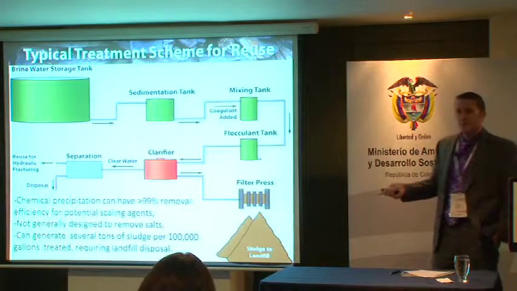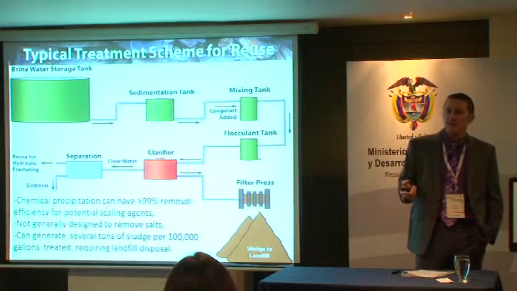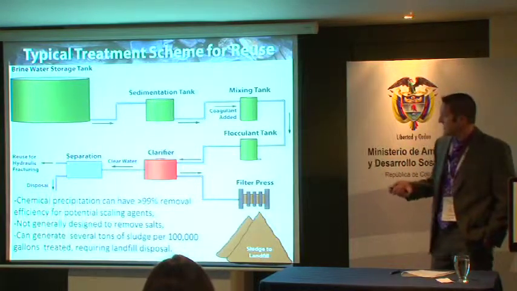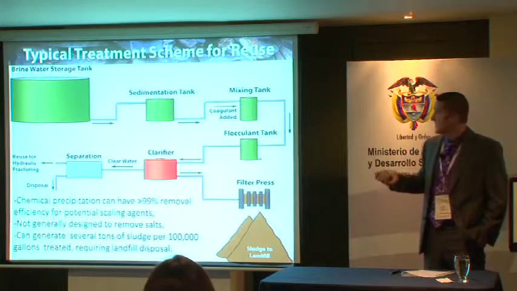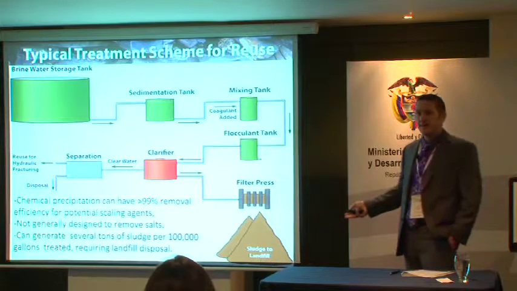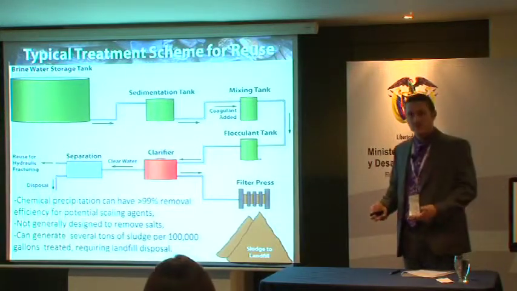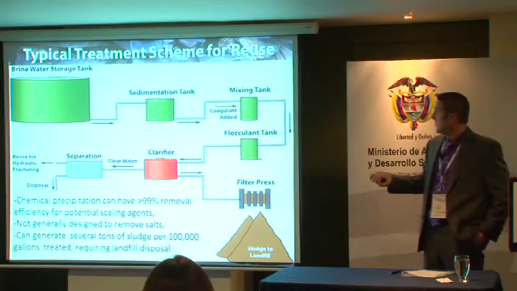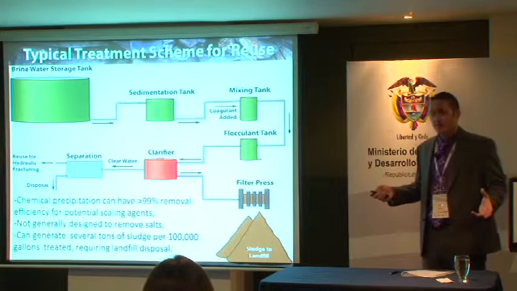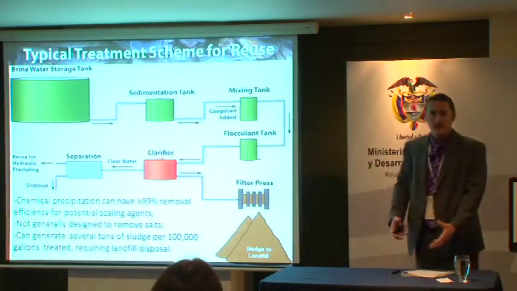This shows a typical treatment scheme, and I mentioned that chemical precipitation is the common treatment technology for these fluids. In essence, for one of these treatment plants, they bring in the fluid and run it through a sedimentation tank, which allows the sediments, the particles in the water, to settle out. Then they run it through a mixing tank and a flocculation tank, where they add a coagulant that allows the metals in that water to drop out.